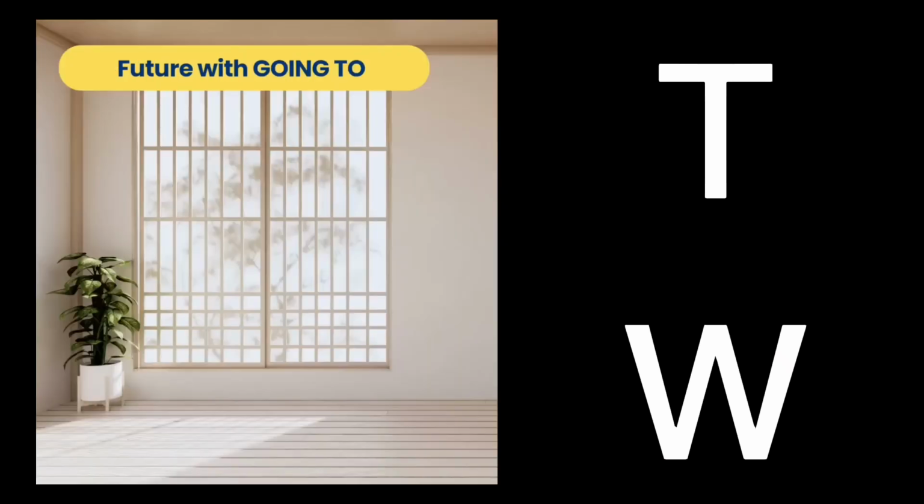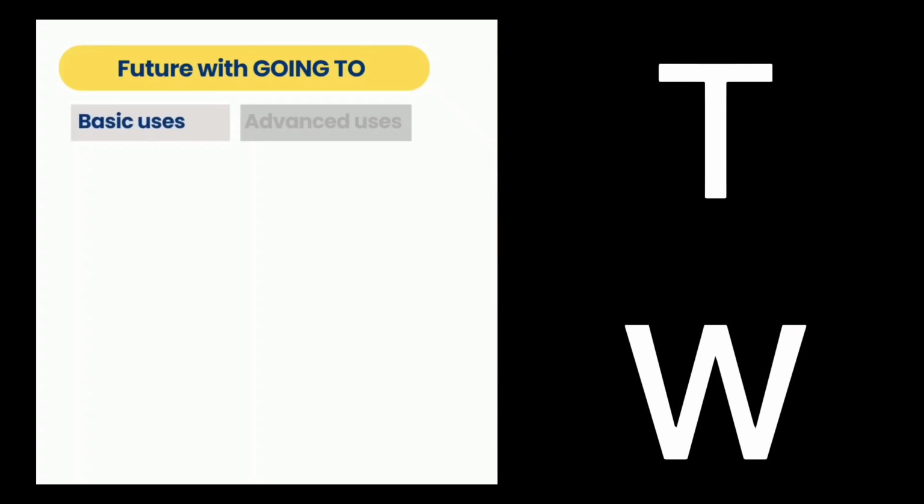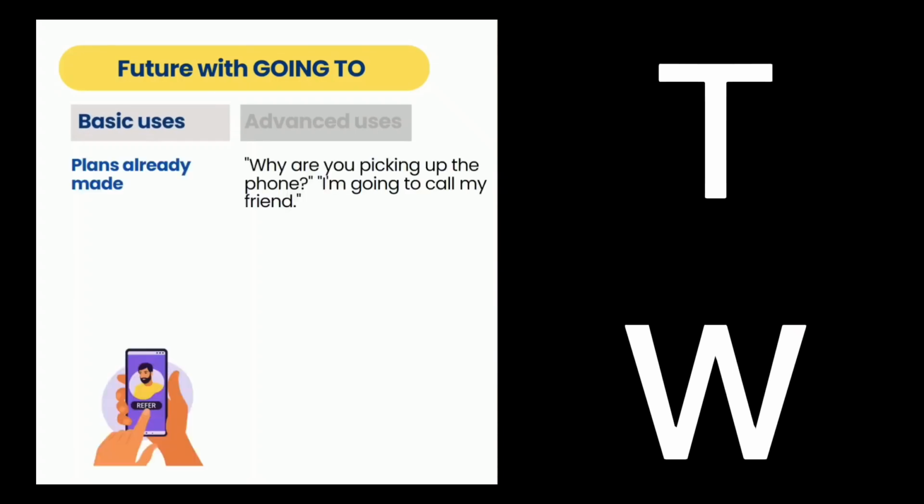The future is also made with going to. Here are some basic uses of going to. When plans are already made and you're simply restating a plan you've already made, now use going to. Why are you picking up the phone this time? I'm going to call my friend. But in this case, the person didn't decide on the spot. They decided before.